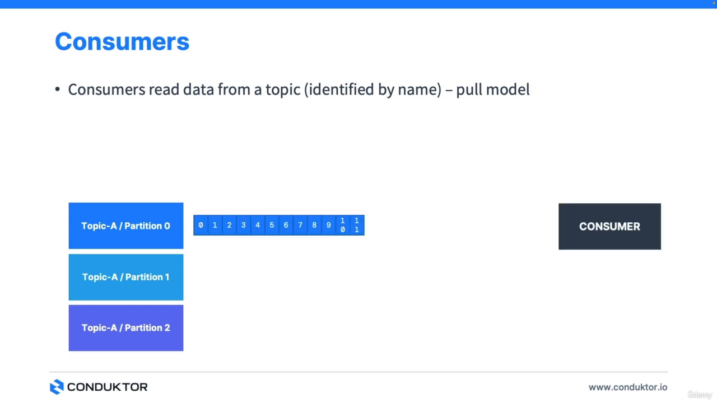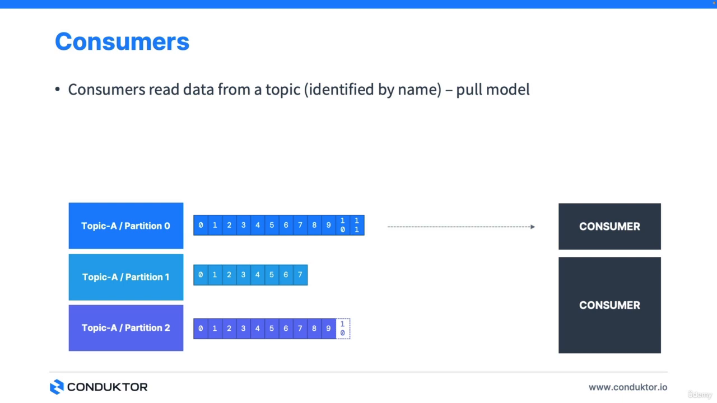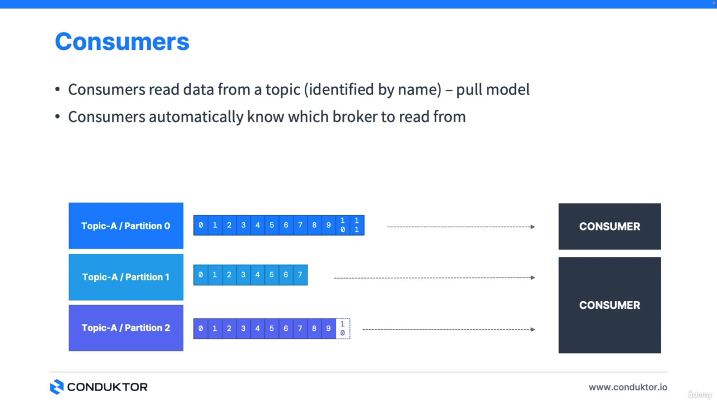So we have an example with 3 topic partitions that contain data. And then one consumer may want to read from topic A partition 0 and is going to read the data just like this. And another consumer may choose to read from more than one topic partition. So it may choose to read data again from partition 1 and partition 2. So the consumers, when they need to read data from a partition, will automatically know which broker, which Kafka server, to read from. And in case a broker has a failure, the consumers are again very smart, and they will know how to recover from this.